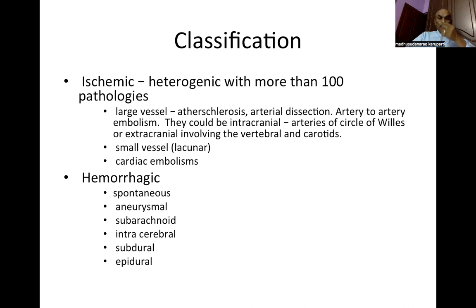Coming to hemorrhagic stroke. Hemorrhagic stroke, as I told you, is because of the leaking of blood into the cranium. It could be spontaneous, or aneurysmal, or subarachnoid. It could be intracerebral, subdural, or epidural. We will go into detail in the next class. Next slide.